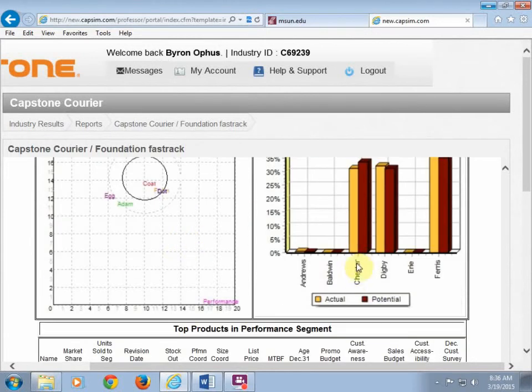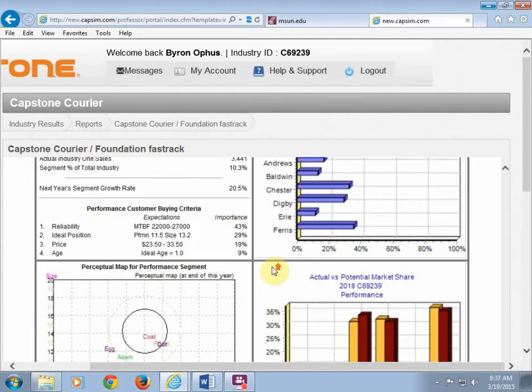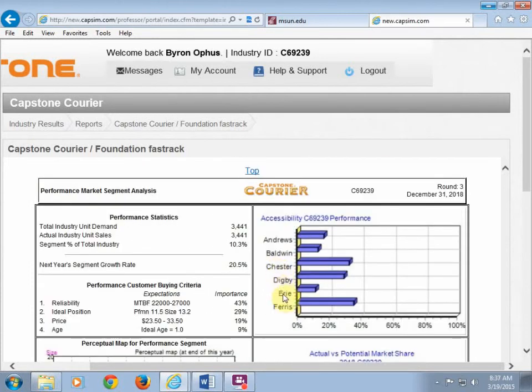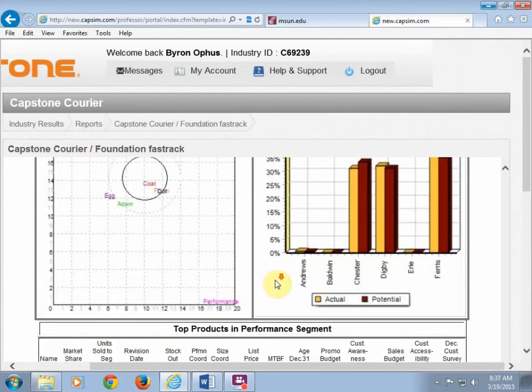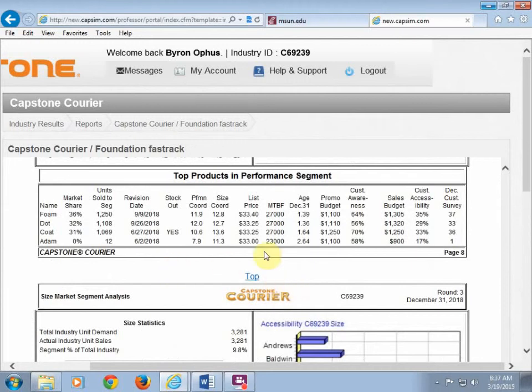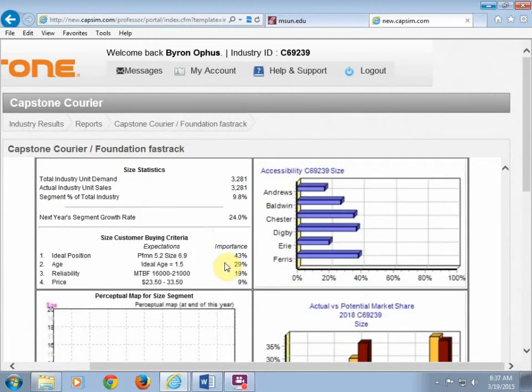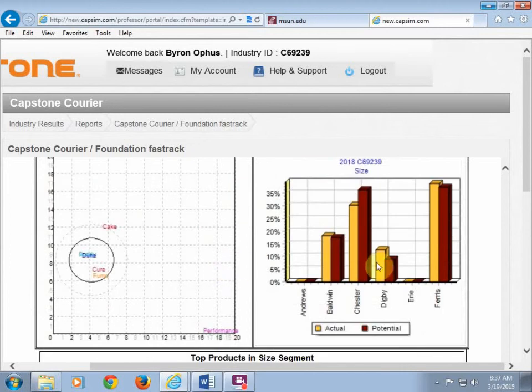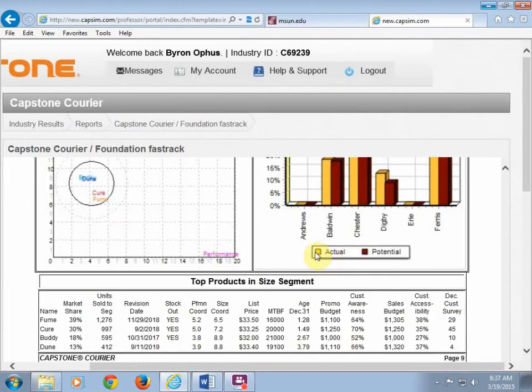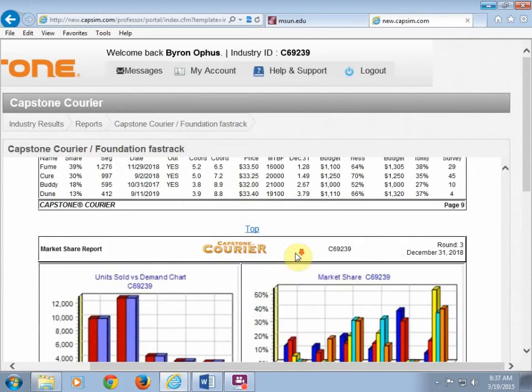Performance, ooh, here we got a good competition going on. We only got 3 teams competing. Okay, 3 teams competing, so that's kind of interesting. Boy, 20% growth rate, 3 teams competing, pretty interesting. So, size segment, 4 teams kind of competing. Digby a little bit, not a lot, but the other 3 teams. Baldwin's competing in the size. Okay, interesting that they would.